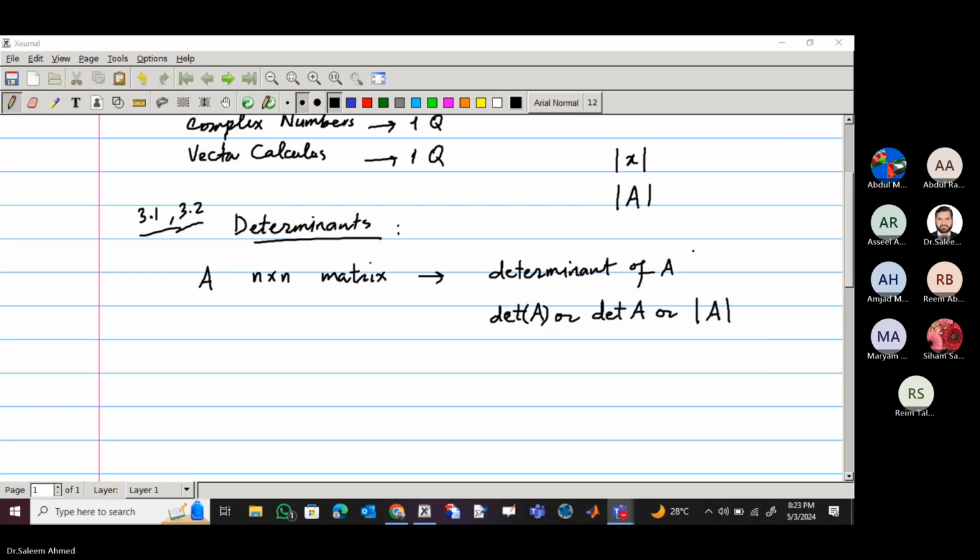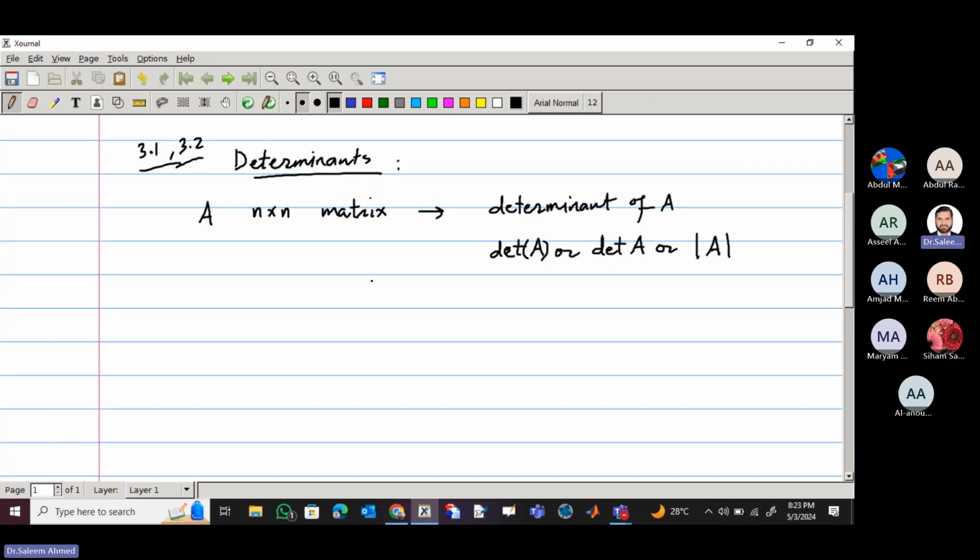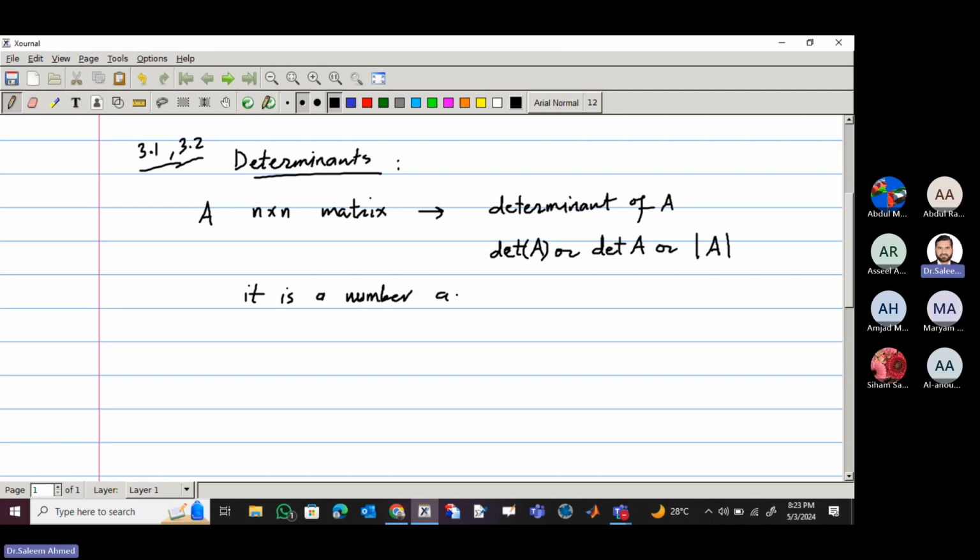All right. So when we write the absolute value sign around a matrix, it means the determinant, not the absolute value. Okay. Anyway, these are the 3 notations for that, and it is a number. It is a number associated with a matrix, right? We all know that it is a number associated with matrix A.